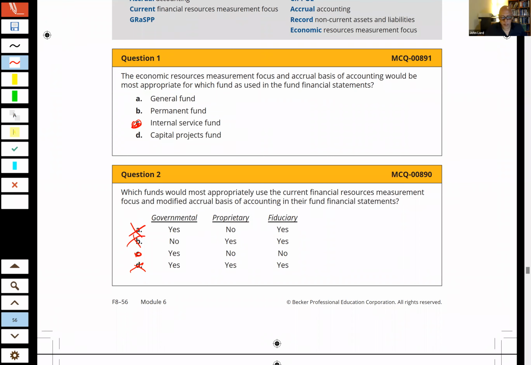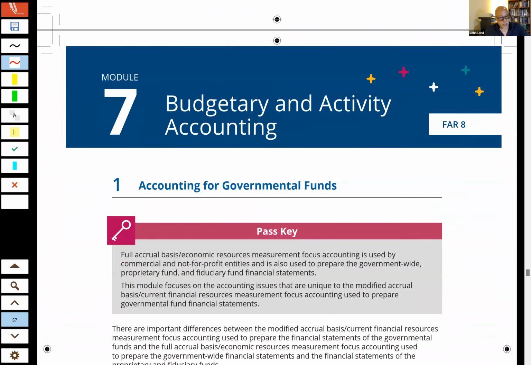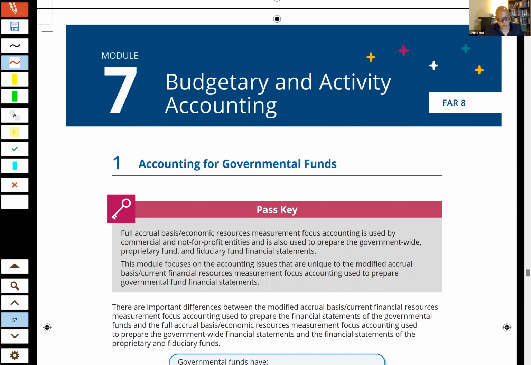Okay, all right. So you're going to have some practice with that as you go through module 6 of this chapter. We're in chapter 8 now. Skip to module 6. We'll pick up module 7 when we come back next week.